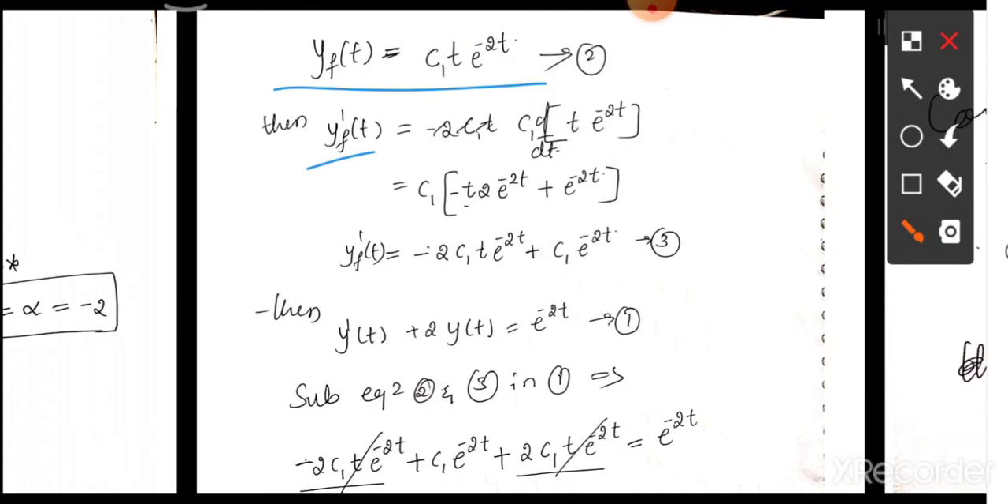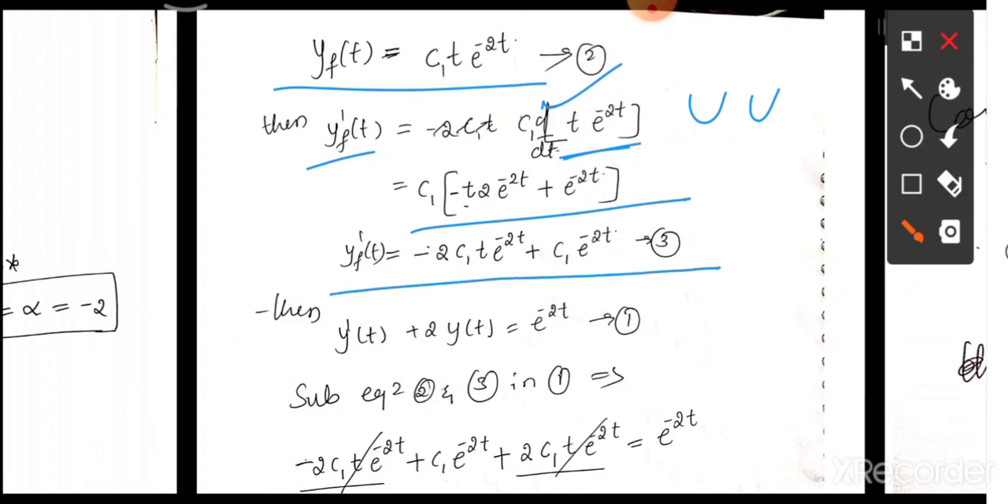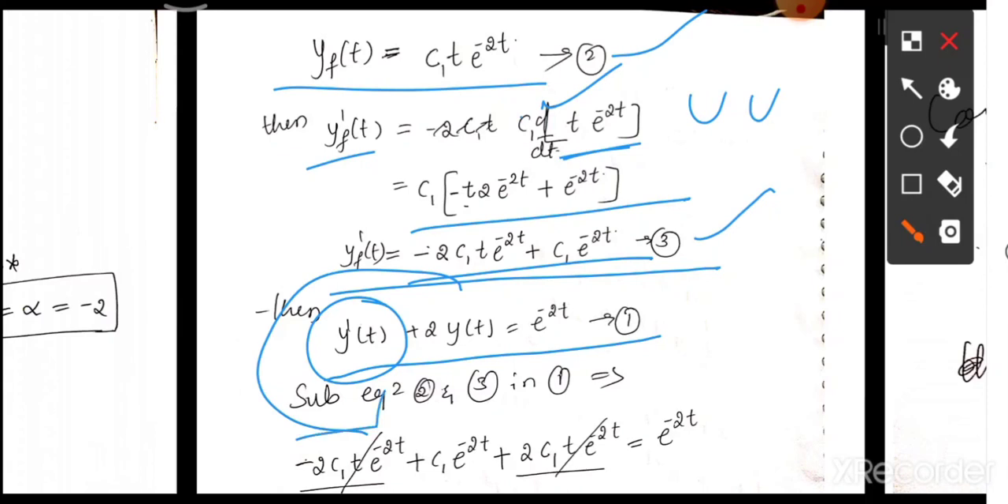Now, yf of t we have got, so get the differentiation of this. c1 is a constant, you just keep it aside. The differentiation of t into e raised to minus 2t is of the form u into v. Differentiating, you get minus 2 c1 t e raised to minus 2t plus c1 e raised to minus 2t. So substitute this equation and yf of t in the first equation. Substituting y dash of t, we get minus 2 c1 t e raised to minus 2t plus c1 e raised to minus 2t.